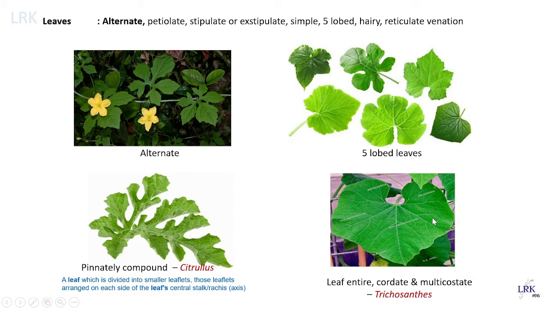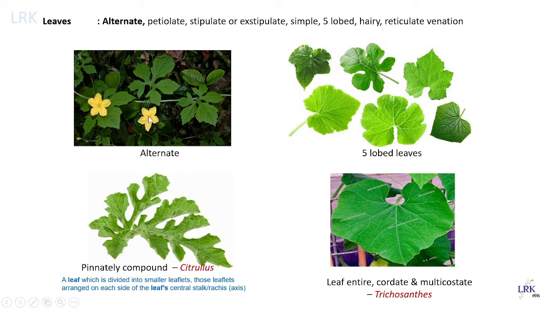Okay, then leaves. Coming to the leaves, leaves are alternate. They're petiolate. What are alternate leaves? Only one leaf arises from a single node. Okay, so these leaves are alternate. You can see in this image, and they have petioles, so they are petiolate, and they may have stipules or they may not have stipules.